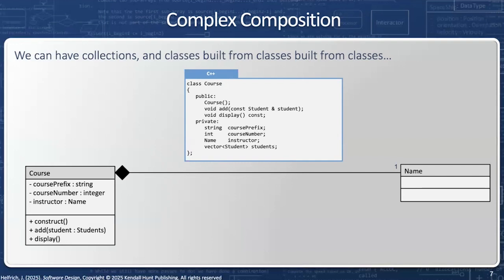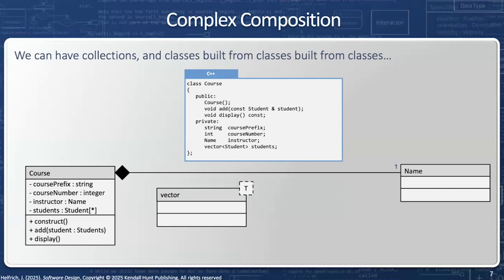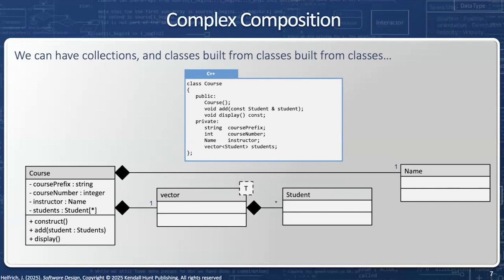But I'm also going to have a vector of student. In other words, rather than a built-in array, I'm going to use the vector we used before. So now I'm going to say many students in my course, which means I'm going to have the vector class. And how many vectors are there going to be? Exactly 1. And each vector is going to have a collection of element, but that element is going to be a student. So therefore, the vector is going to have by composition many student. And that student, don't forget, is going to have exactly 1 name.